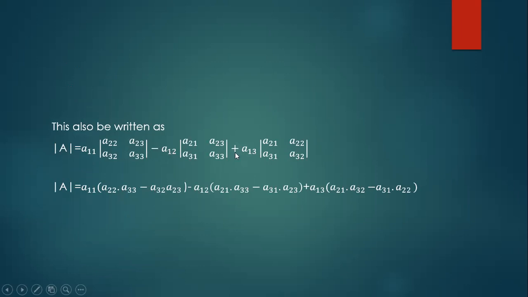We put the alternating signs. Then determinant A equals a11 times (a22 a33 minus a23 a32), minus a12 times (a21 a33 minus a31 a23), plus a13 times (a21 a32 minus a31 a22).